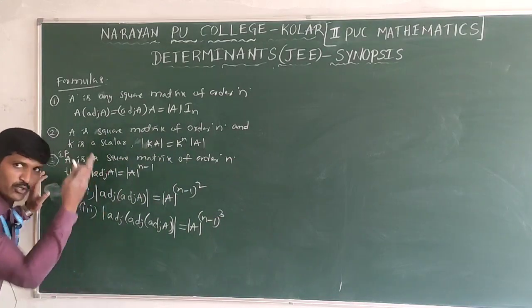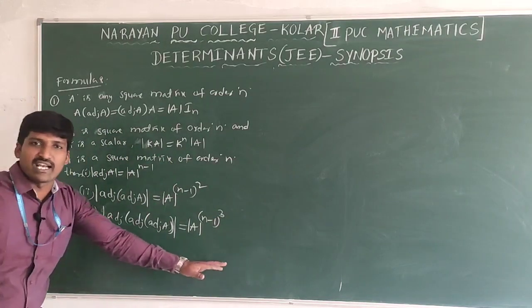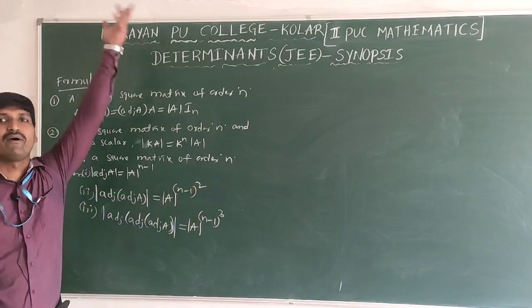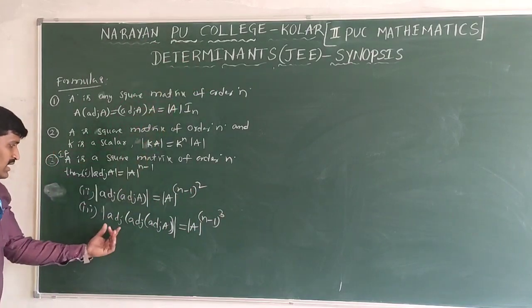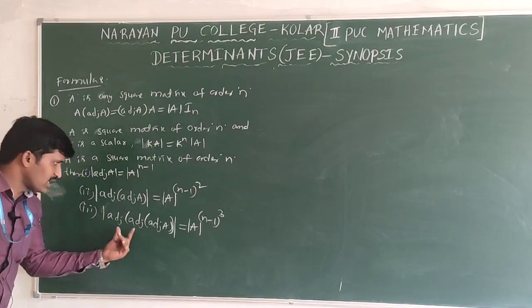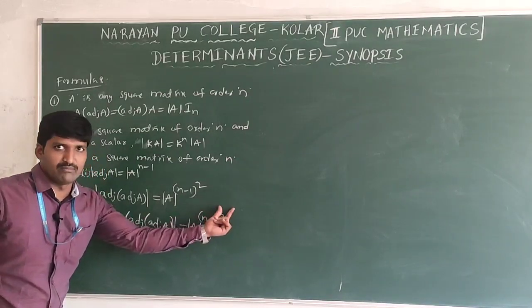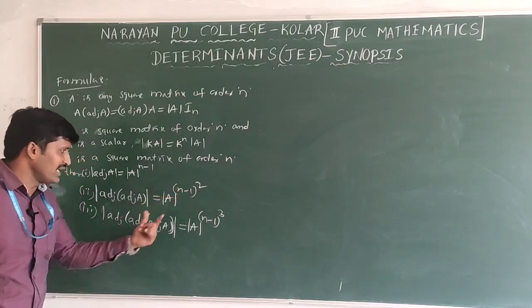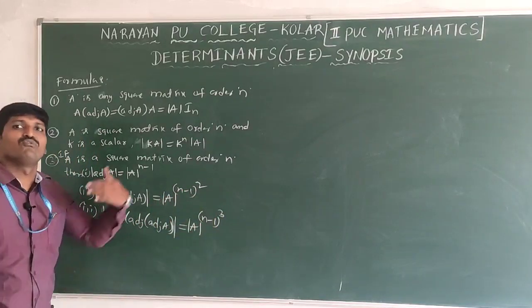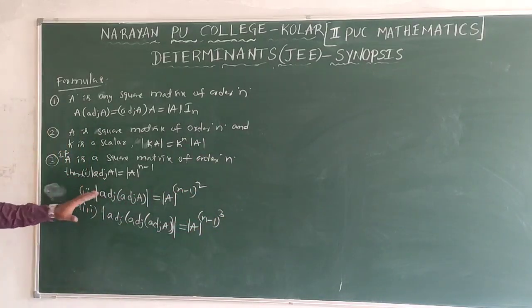Like this, up to n adjoints are there. We get det A whole power n minus 1 whole power n. All clear? Any number of adjoints given, that many times det A whole power n minus 1 power will come. 2 adjoints, square. 3 will come as cube. 4 means 4 will come. All clear these concepts? Next.